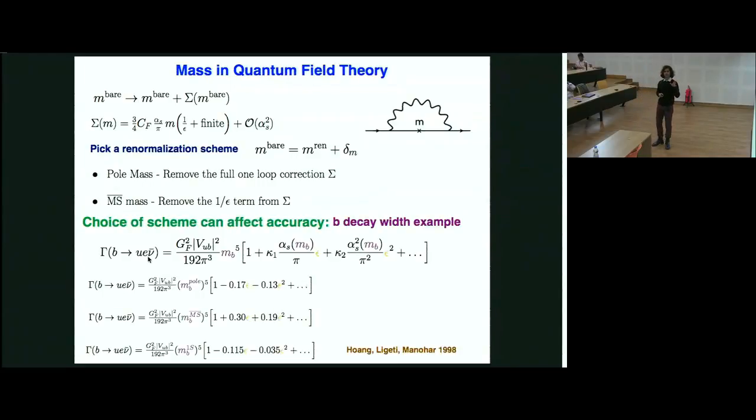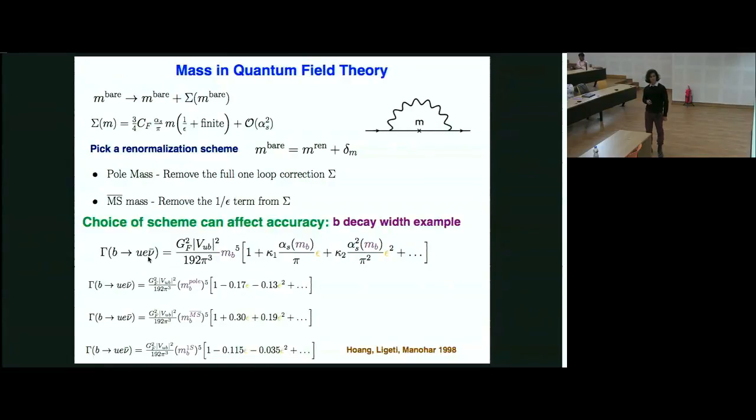Through this example, I'm trying to illustrate that the choice of scheme can affect the accuracy of your perturbative calculation. The expression here is the decay width of the b quark, and it depends on the mass of the bottom quark to the fifth power. The constants kappa one and kappa two depend on what scheme I'm expressing the bottom mass in, and epsilon basically tracks the order of perturbation theory. You can see there are these three schemes.